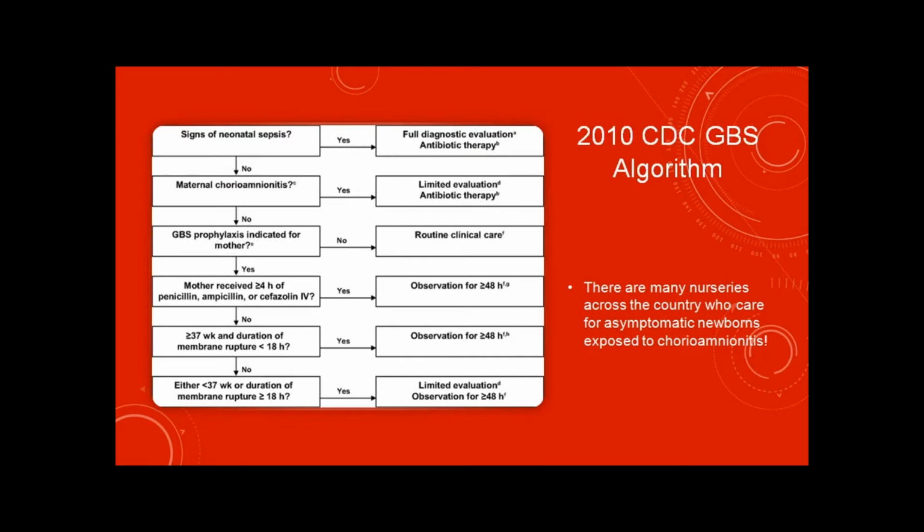And so this is the 2010 GBS algorithm. The issues with this guideline is the EOS evaluation and empiric therapy occurs basically to all newborns who are not well appearing and those exposed to chorio. In addition, inadequate GBS prophylaxis with this guideline suggests EOS evaluation in preterm and term newborns with prolonged rupture.